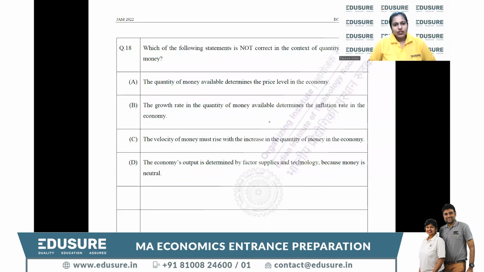The next question is, which of the following is not correct in the context of the quantity theory of money? The quantity of money available determines the price. Yes. The growth of money determines inflation. Yes. Velocity must rise. No. Velocity stable, and the economy's output is determined by factor supplies and technology, because money is neutral. Yes. So the answer is C.